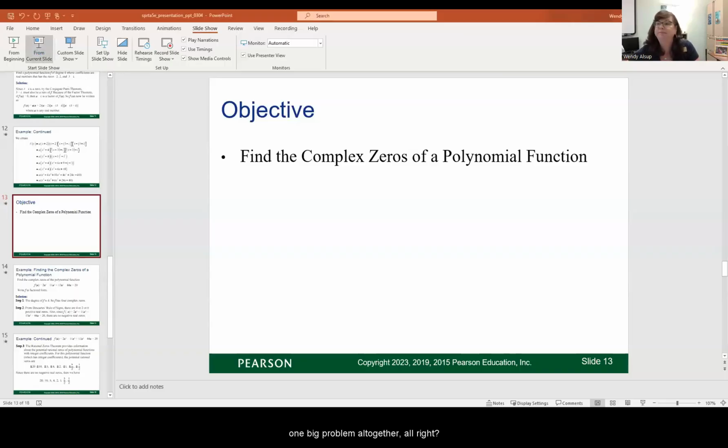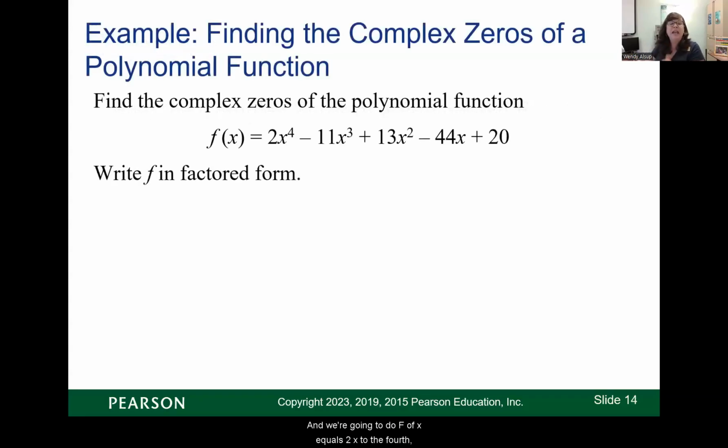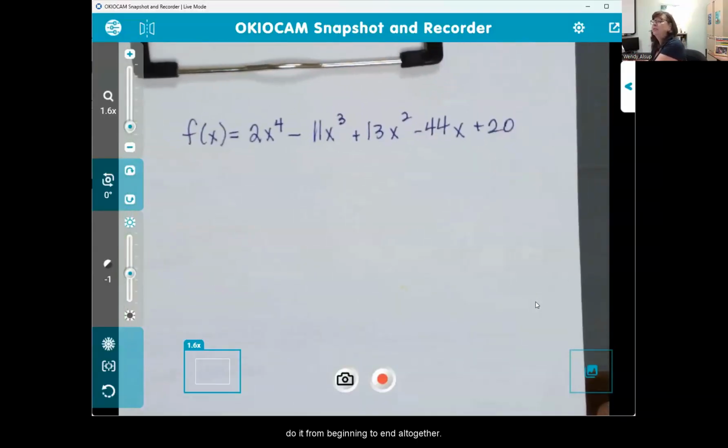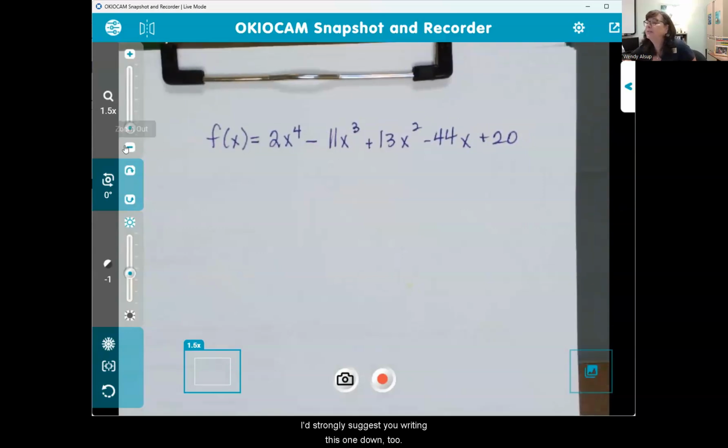We're going to do the problem here. One big problem altogether. All right, finding the complex zeros of a polynomial function. And we're going to do f of x equals 2x to the fourth minus 11x cubed plus 13x squared minus 44x plus 20. We're going to find all of the zeros, complex and real. And I have written it over here on my thing just so we can all do it from beginning to end all together. And I'd strongly suggest you writing this one down too.